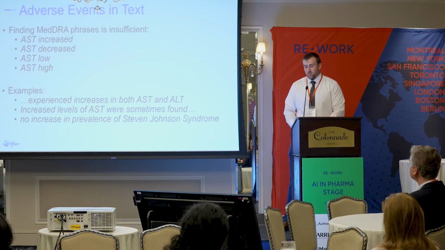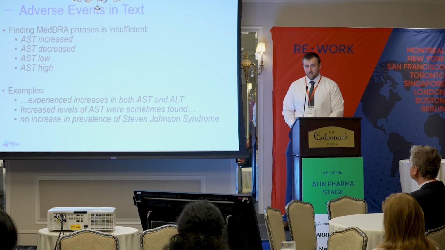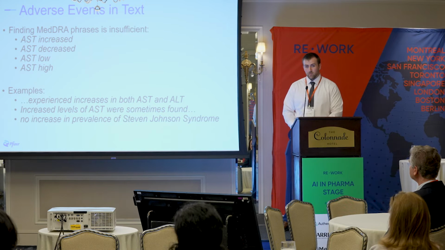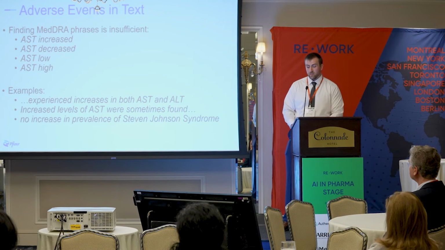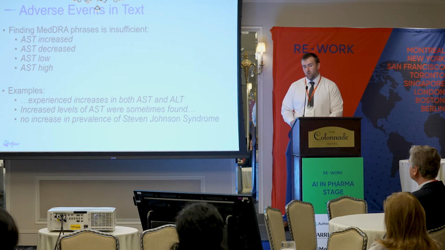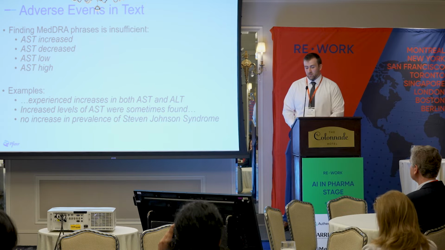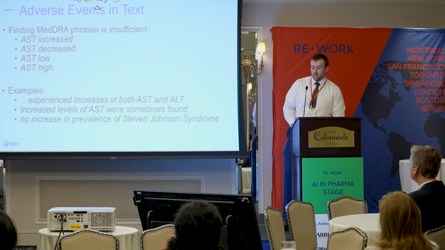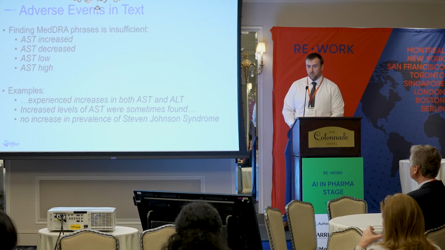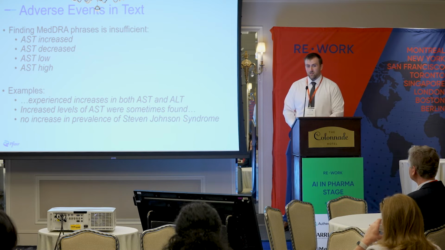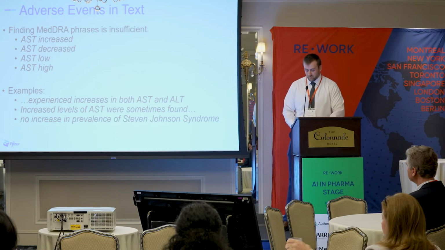So finding MedDRA phrases is insufficient. Again, these are AST increase, decrease, low, and high. When we run into examples such as experience increases in both AST and ALT, we aren't going to be able to capture that both of these increased, because the increase and the AST are not directly next to each other and the phrasing is different. Other examples would include increased levels of AST were sometimes found, as well as no increase in prevalence. So we have to look for those negation terms as well.